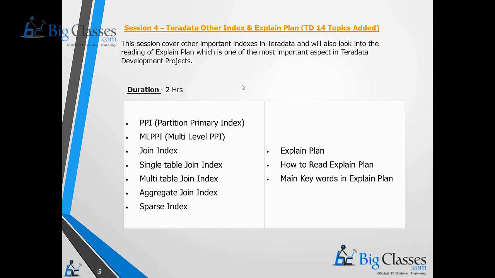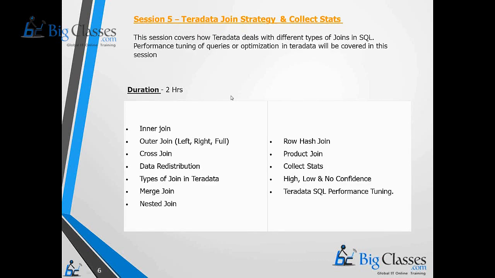We'll talk about the explain plan and how your data will be distributed, and the fifth session will be Teradata join strategy and collect stats. How you join the data with different types of joins, and collecting stats is very important, because without that your query performance will be very slow. You have to know how to collect stats on a table and a column; without that your query will give poor performance. We'll talk about join strategies and collect statistics, with high, low and no confidence. We'll cover all these concepts in the fifth session.